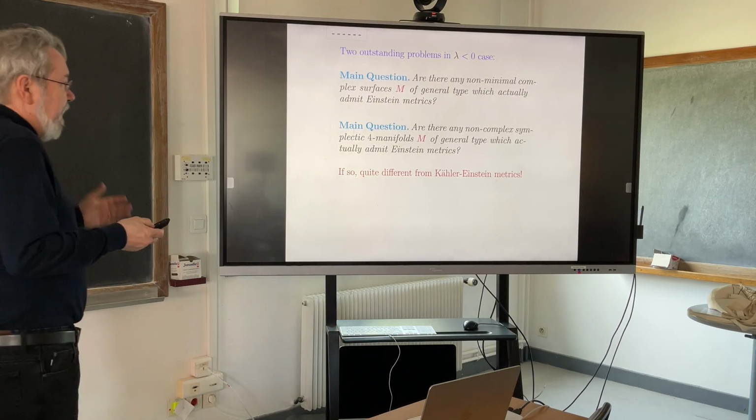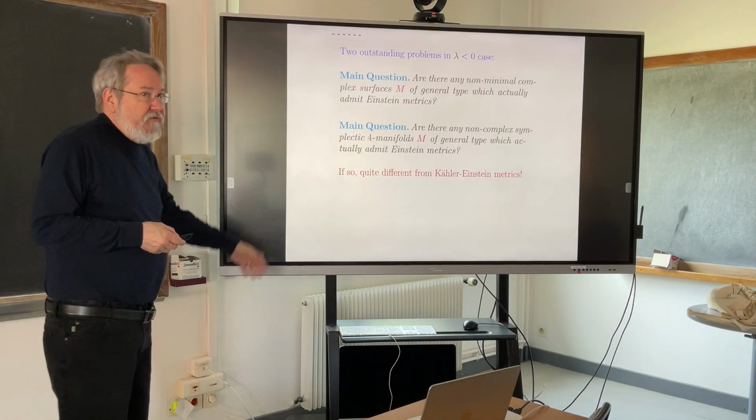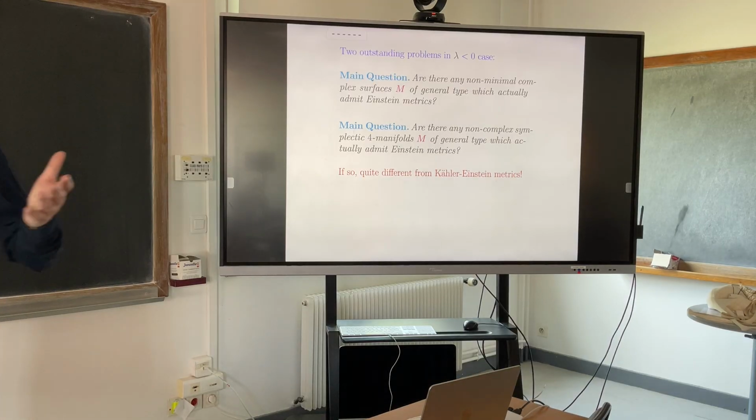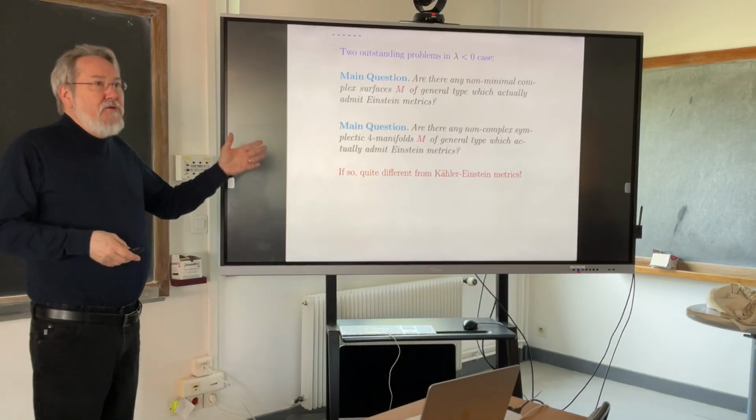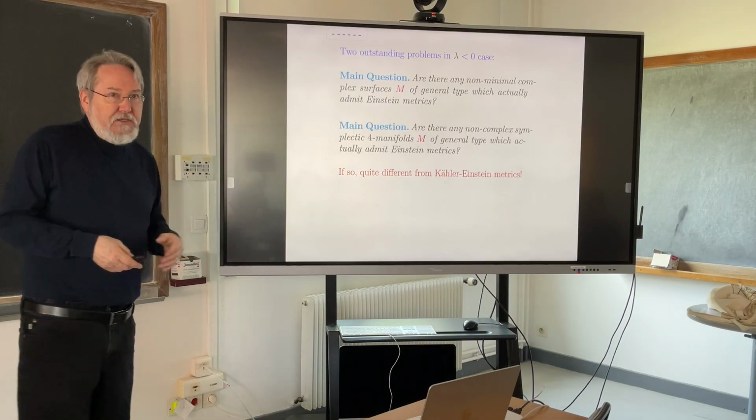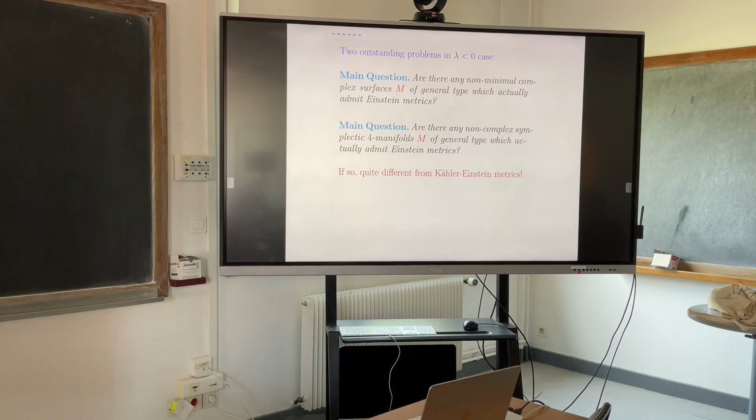And so, if there were such things, the main thing we could say about them is that these would have to be Einstein metrics of a very different ilk than anything we know how to construct so far. And so, again, an interesting challenge. Can you think of some way of constructing Einstein metrics on some symplectic manifolds that does not come from Kähler geometry in some way, shape, or form?